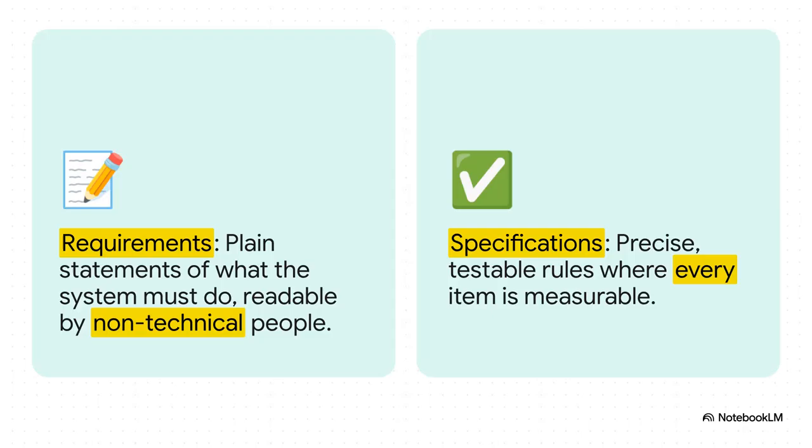Okay, this is one of those things that trips a lot of people up, so let's get it straight right now. Requirements are the what. They're the user's needs written in plain English so anyone, technical or not, can understand them. Specifications, that's how we'll prove it. These are precise, technical rules where everything is measurable. This is what turns a simple wish list into an actual engineering plan.